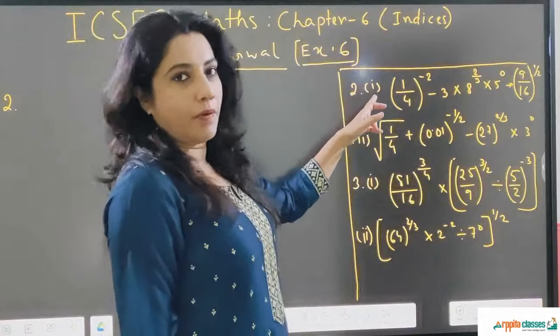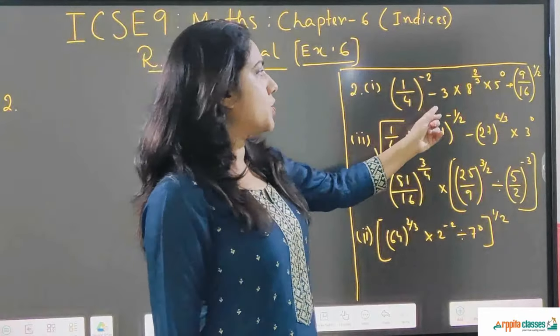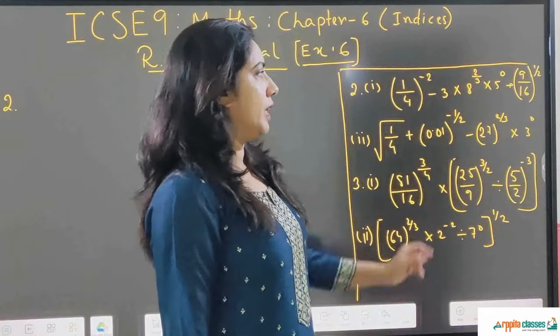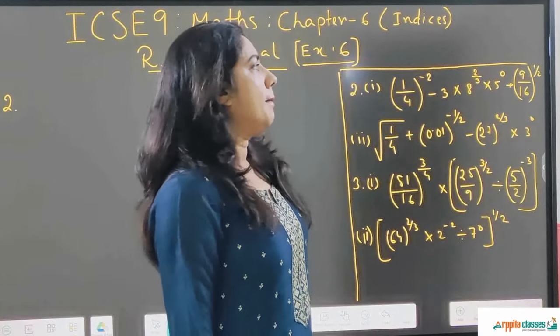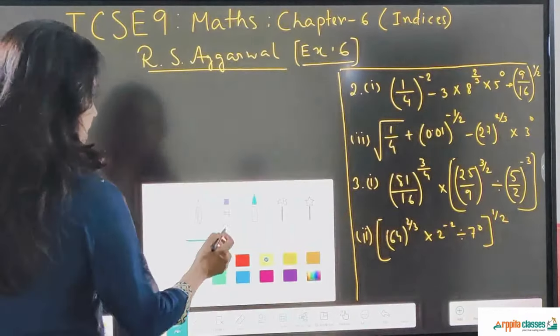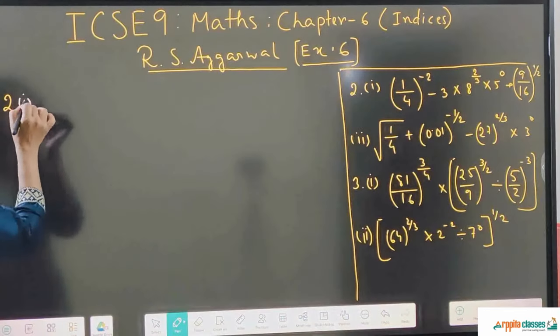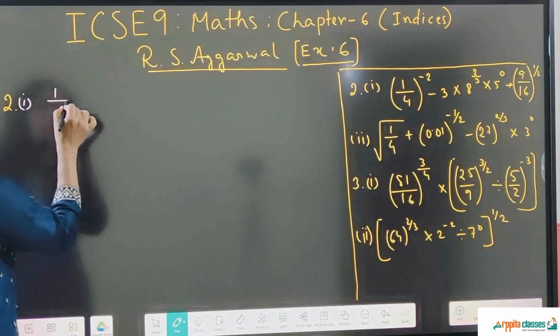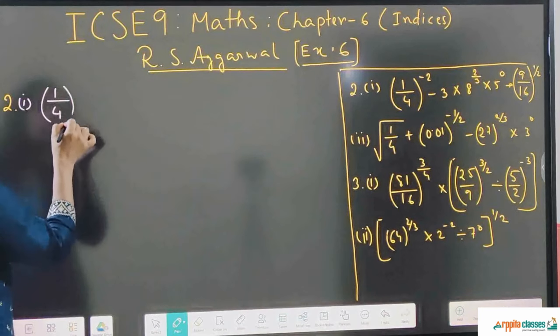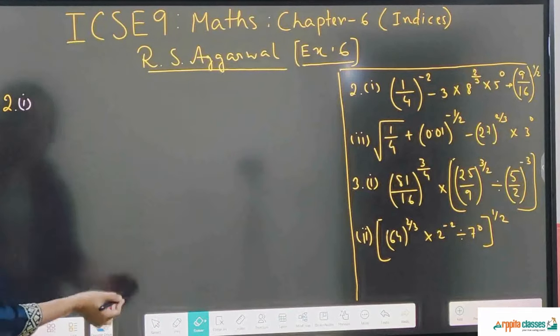The first sub question under question number 2 is (1 by 4) to the power minus 2, minus 3 into 8 to the power 2 by 3, into 5 to the power 0, plus (9 by 16) to the power half. So let us write down the question again here. I am not writing the question again, it is already written over there. I am directly doing it.